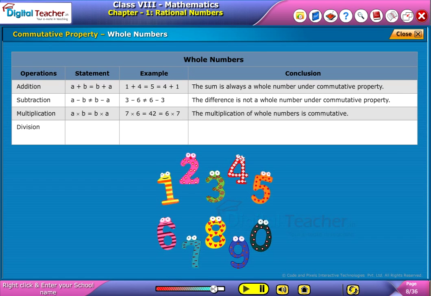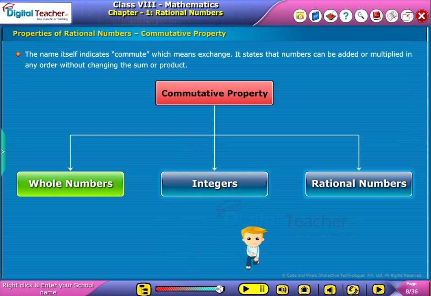Under division, it states that the change in the order of two whole numbers changes the result when divided. For example, 2 by 4 is not equal to 4 by 2. It concludes that the division of two whole numbers is not commutative.